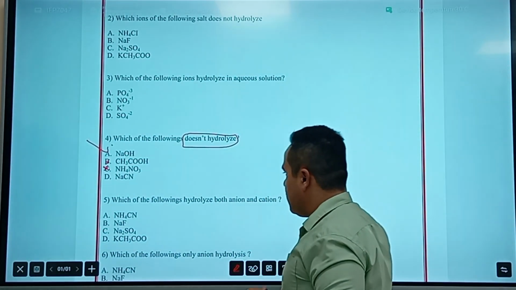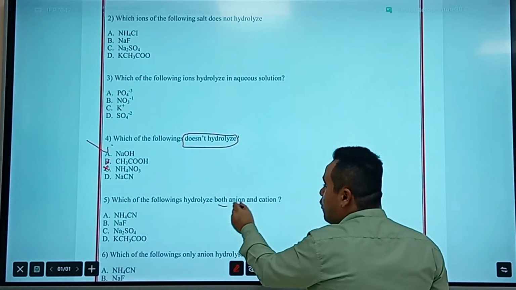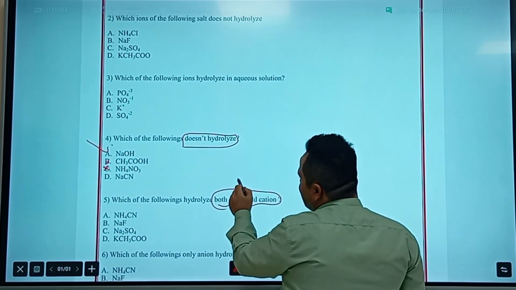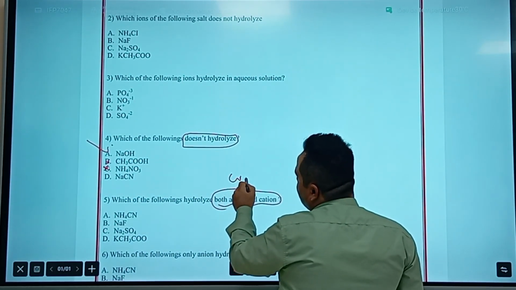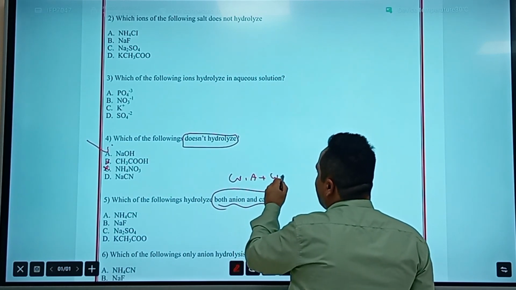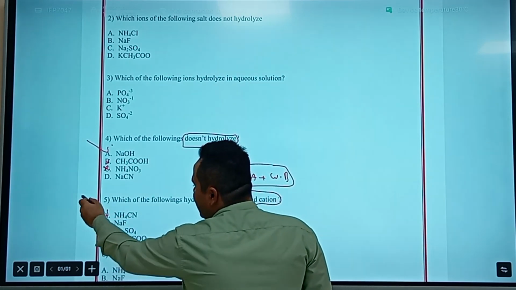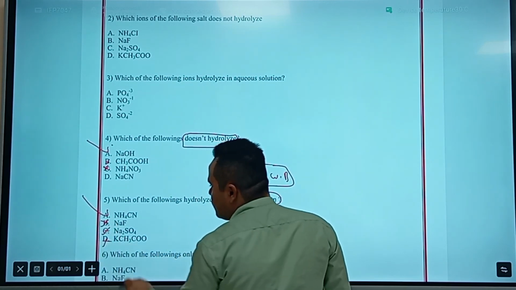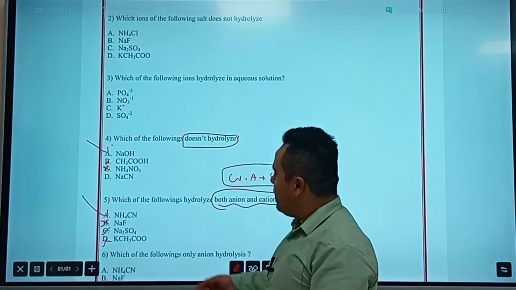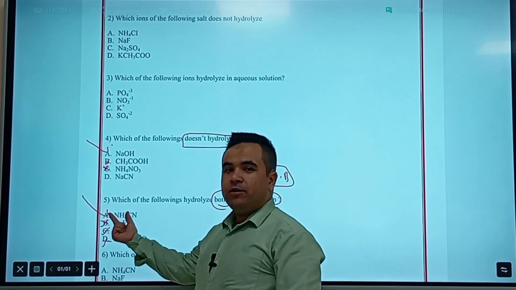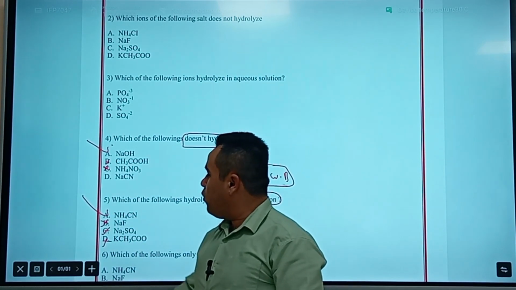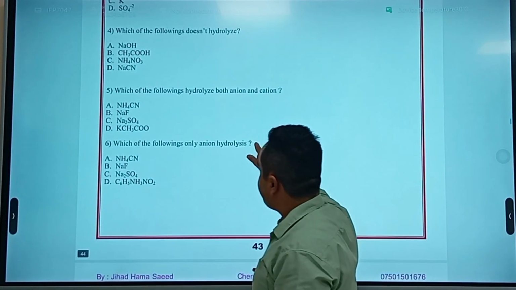We talked about this. Which of the following hydrolyze both anion and cation? In this case, choose a salt that is a combination of a weak acid and a weak base. NH4CN, yes. So A is the correct answer. Why? Because NH4 is obtained from ammonia, and CN from HCN.